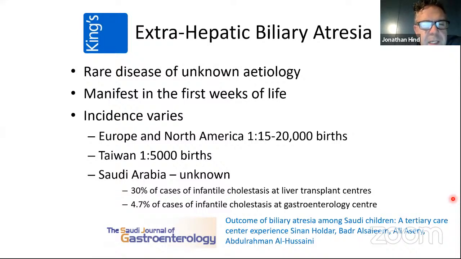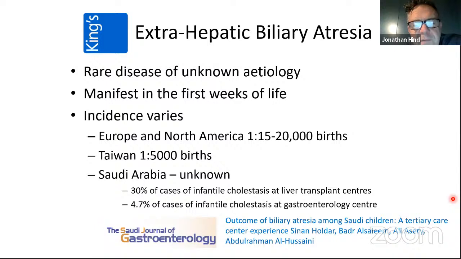In Saudi Arabia, the incidence isn't known. There's a very recent paper from a tertiary care center in Saudi Arabia. It doesn't tell us the incidence in the kingdom, but it does tell us that only 4.7% of cases with infantile cholestasis presented to their center were biliary atresia, which is much lower than what we find in Europe and North America, where it's one of the more common reasons for referral to a big gastroenterology center.